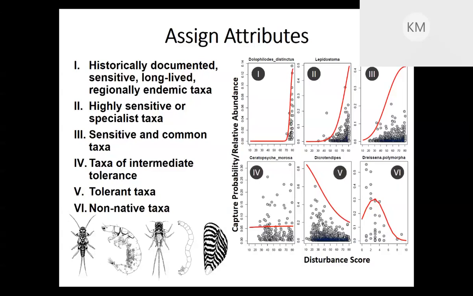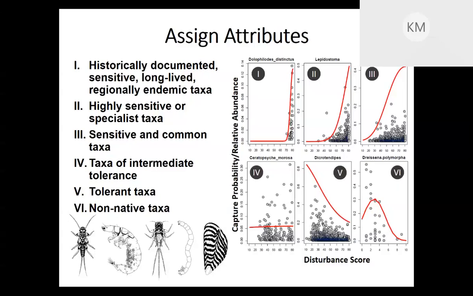When we did this for fish, we actually divided the tolerant taxa into 2 sub-attributes. There were tolerant taxa and then very tolerant taxa. We felt that we could get a little more information out of these taxa when we developed the models. And then you have non-native taxa, which is pretty straightforward. They tend to be tolerant taxa as well, but not always.